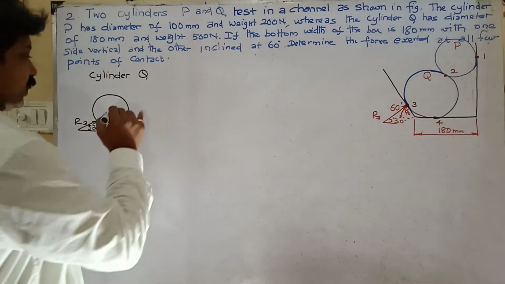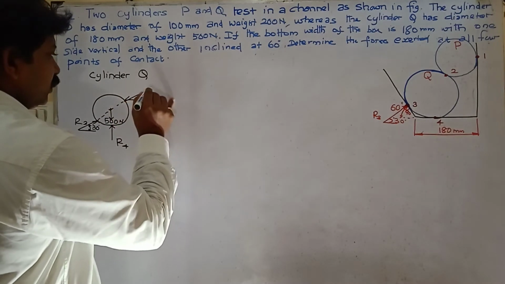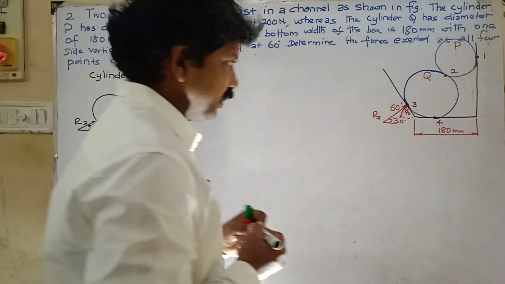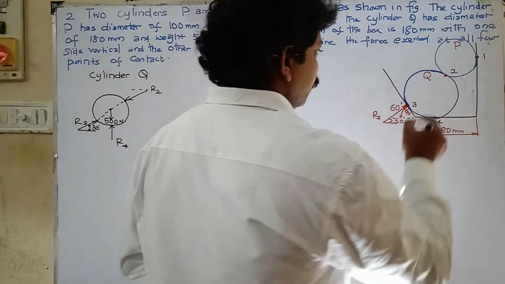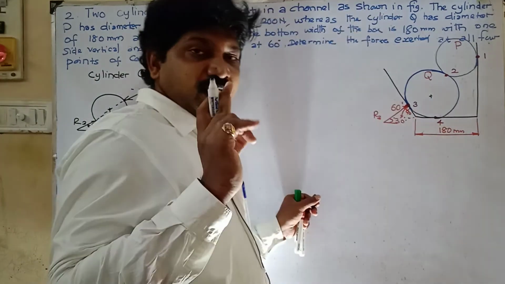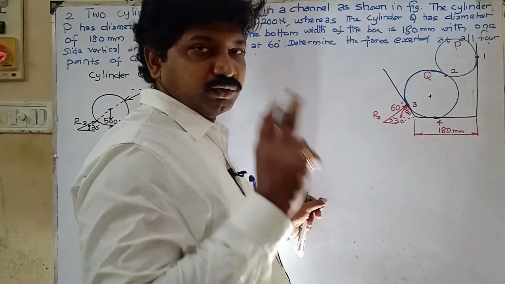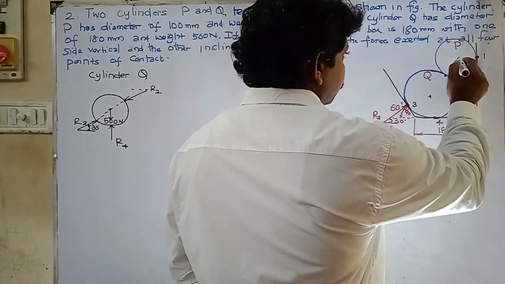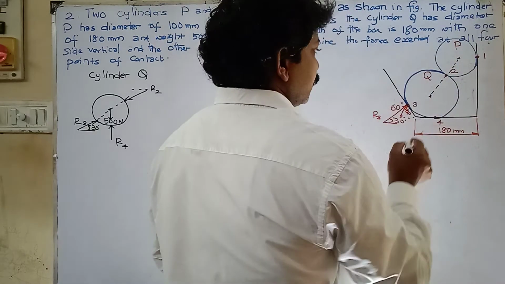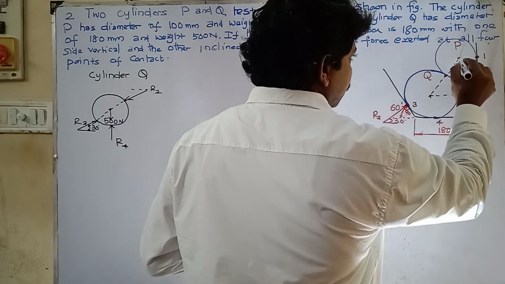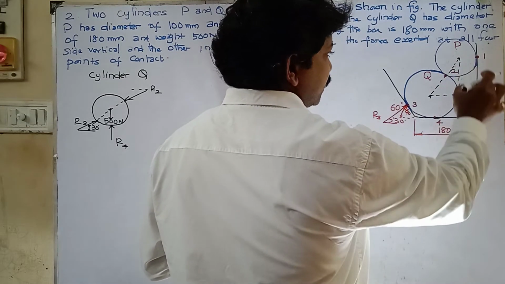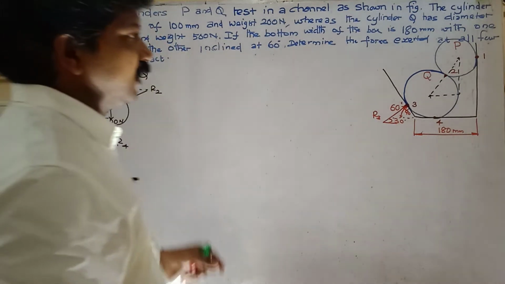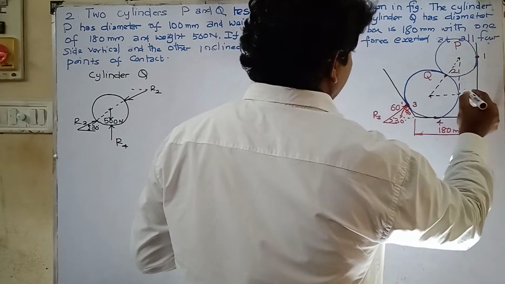R2, its inclination. How to find the R2 inclination with the horizontal? See, if two cylinders are in contact, it means the centers of gravity of the two cylinders pass through the contact point. So draw a horizontal line and a vertical line. This distance is equal to the radius of P. What is the radius of P? Cylinder P has diameter 100 mm, so radius 50.